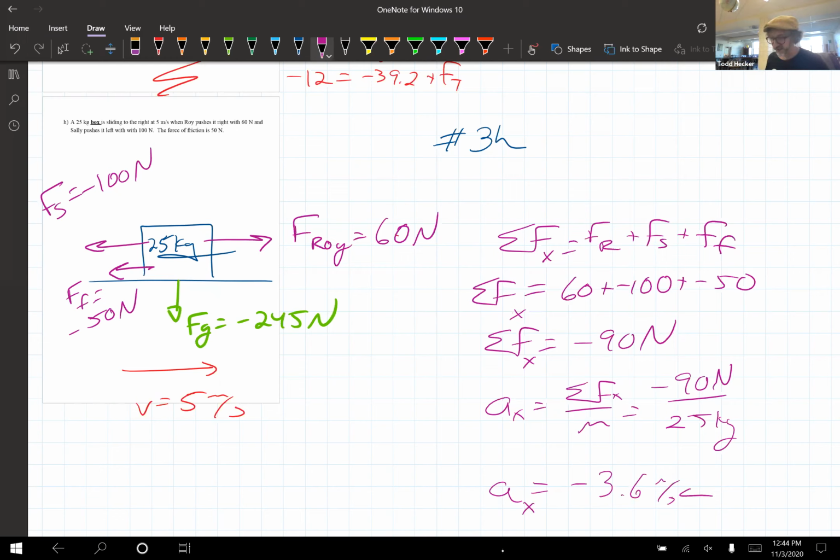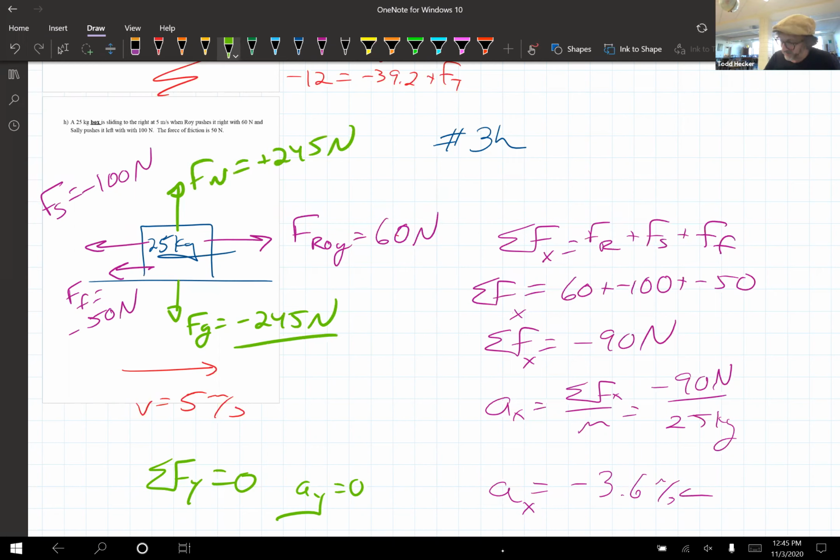But notice that's horizontally. All right, but what's going on vertically? Right now, the only vertical force I have is gravity. But I know that my net force vertically has to be 0 because there's no vertical acceleration. The box is not going to move up or down at all. And so automatically I know there's got to be a normal force here of positive 245 newtons to cancel out my gravity.